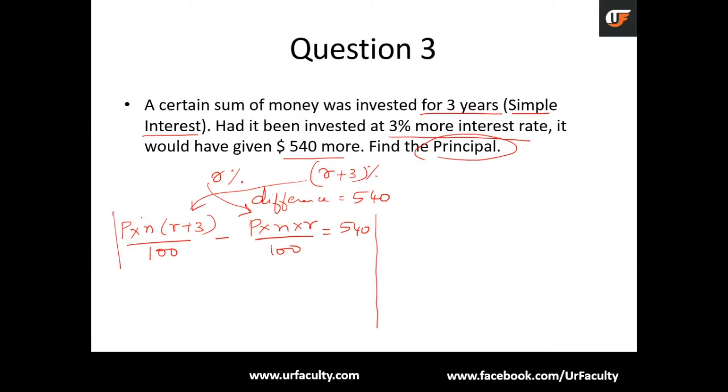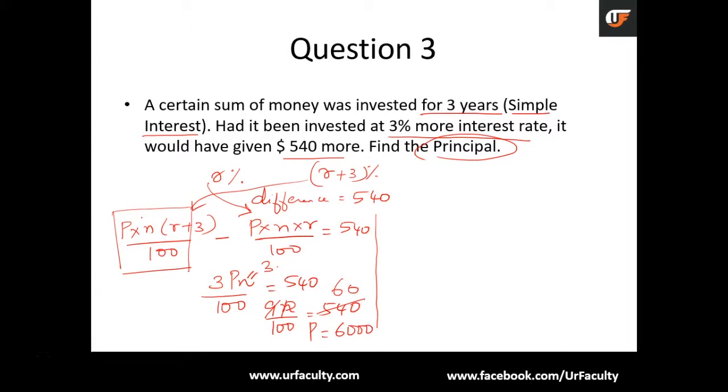Why? Because this term will give you PNR by 100, and here it is minus PNR by 100. So all that you are left with is 3PN by 100, which is equal to 540. And we know that N is equal to 3. Hence, we are left with 9P by 100 is equal to 540. And you cancel it, you get 60, so principal is equal to 6,000.